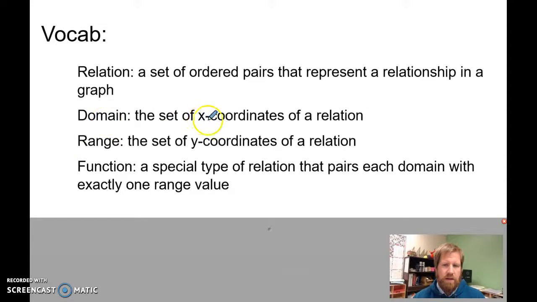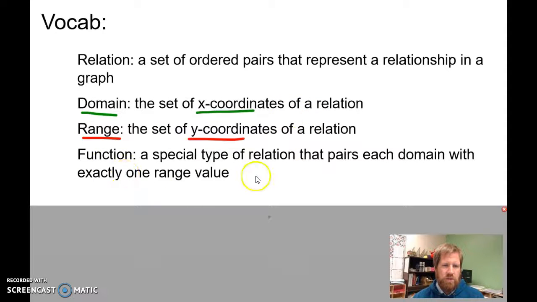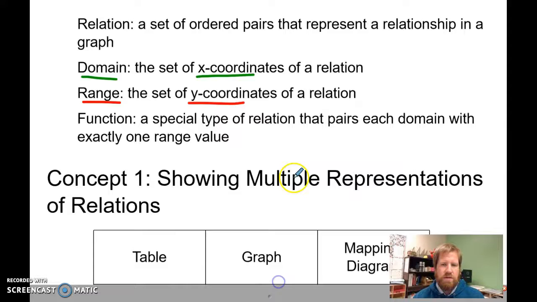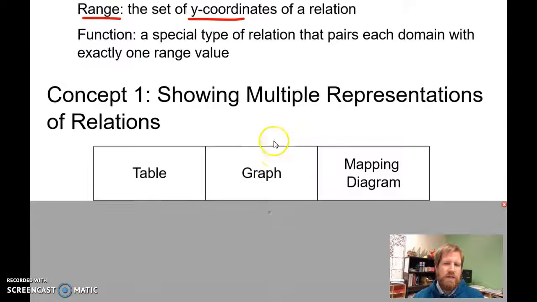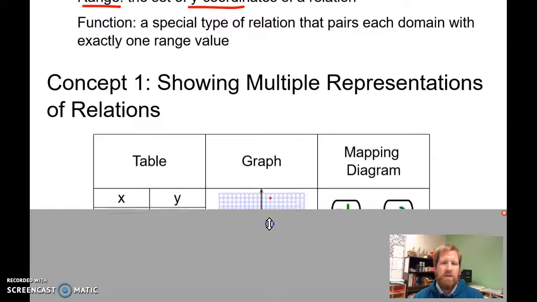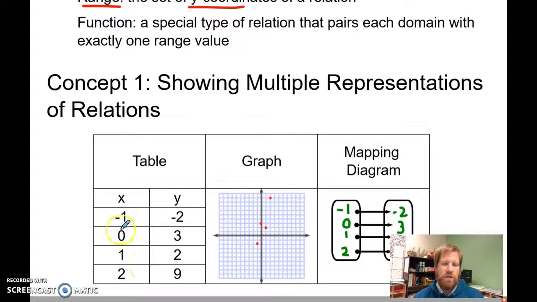So there's a lot of flexibility with a relation. Okay, the domain is just the x-coordinates of a relation. All right, that's all it is. It's not more complicated than that. It just takes a little bit of practice to express that. Okay, just keep in mind x-coordinates, domain, and then range are the y-coordinates. Okay, and then we already talked about function a little bit. It's that special type of relation that passes the vertical line test and never has a repeated x value if it's expressed in a table or a mapping diagram.